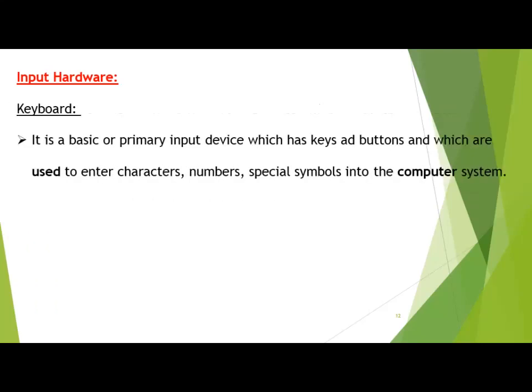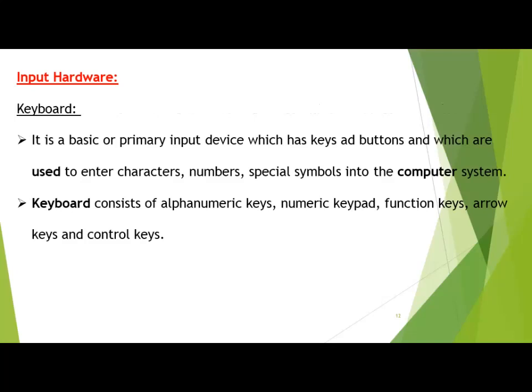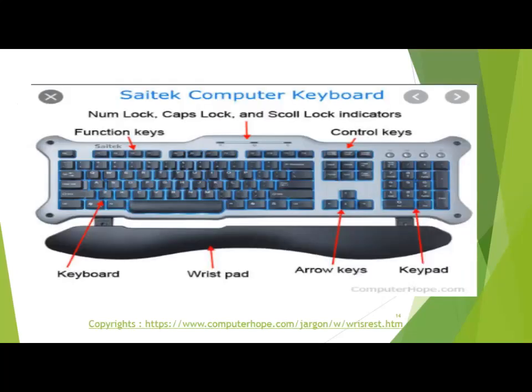Moving to next slide. Input hardware. Keyboard. It is a basic or primary input device which has keys and buttons, which are used to enter characters, numbers, and special symbols into the computer system. The keyboard consists of alphanumeric keys, numeric keypad, function keys, arrow keys, and control keys. These are different keys available in the keyboard. You must have seen them in your computer keyboards.